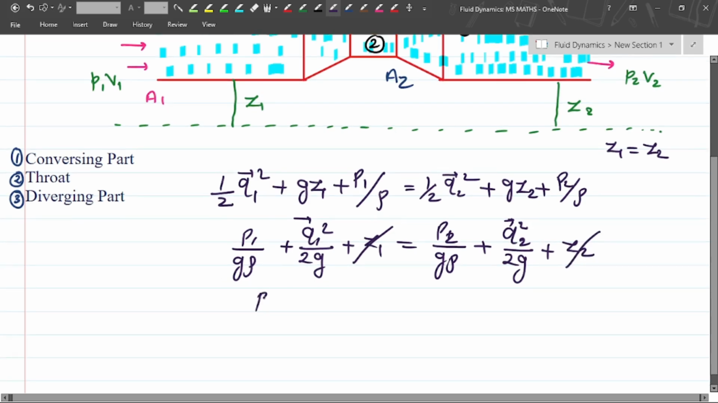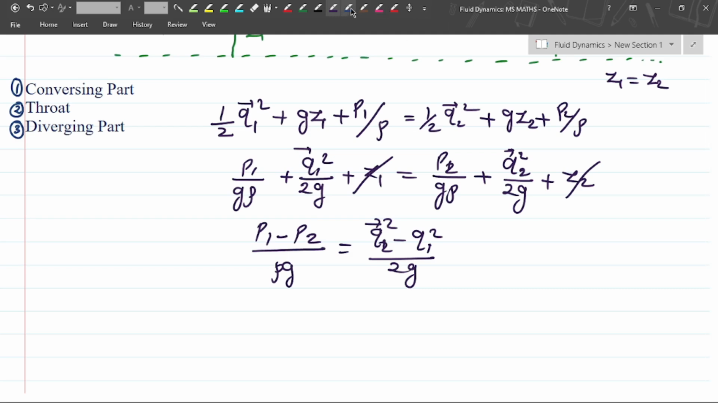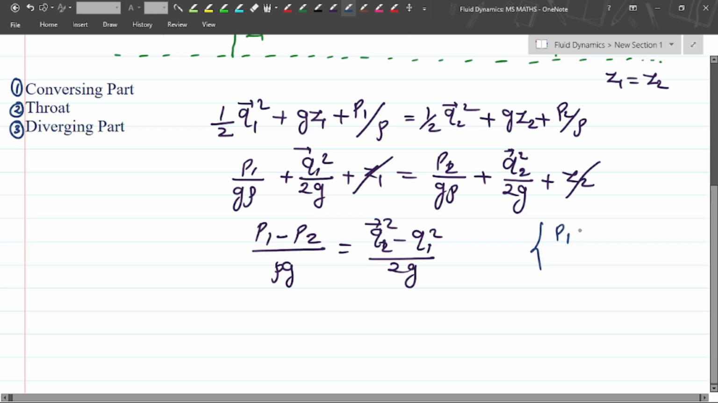So we can write that P1 minus P2 upon rho g is equal to q2 vector square minus q1 vector square upon 2g. Here the concept is P1 minus P2 upon rho g. So what is the pressure? Pressure is nothing but rho g h. This is the pressure difference P1 minus P2.